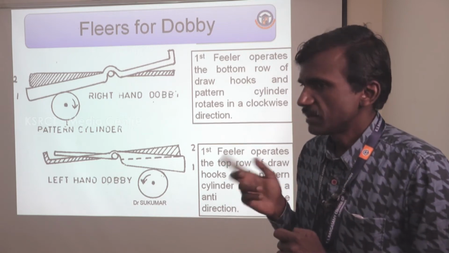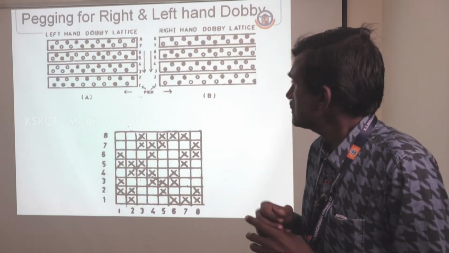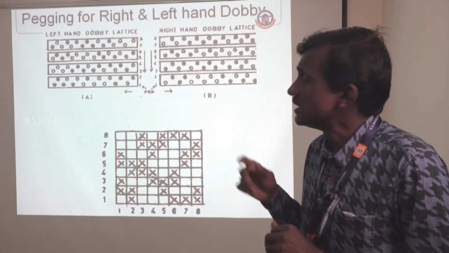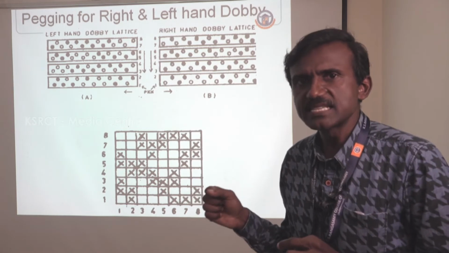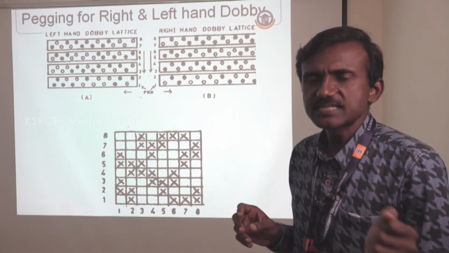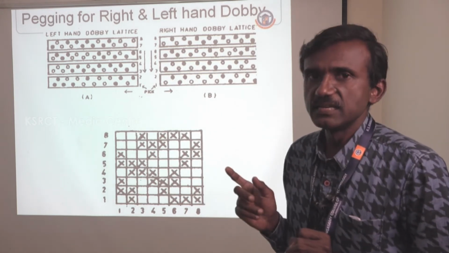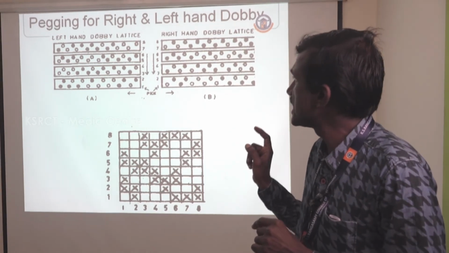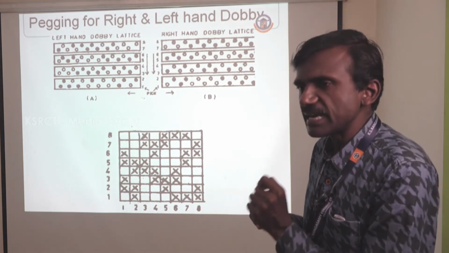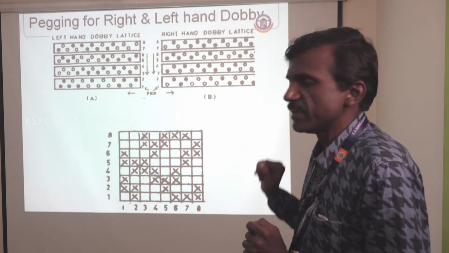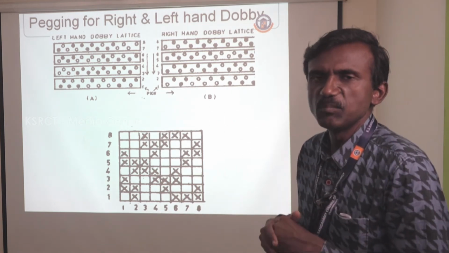Then if you see here, right hand Dobby means the starting handle will be on the right side, and left hand Dobby means that the starting handle will be on the left side, and the Dobby mechanism is placed on the right side. This is the concept, and this is the pecking arrangement, because the pecking arrangement is different for right hand Dobby and left hand Dobby. For right hand Dobby, we will do from right side to the left side, and for left hand Dobby we will do from the left side to the right side. This is the common difference.